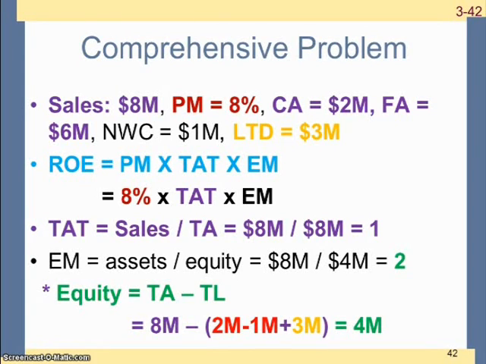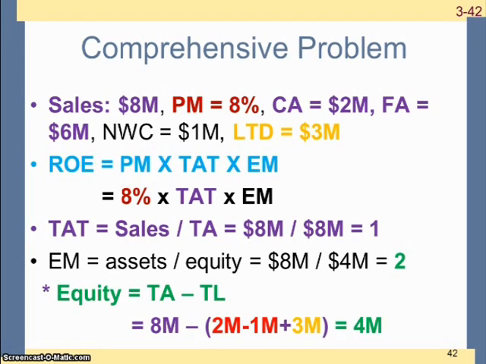Now, current liabilities can be found using the formula of net working capital. Net working capital equals current asset minus current liabilities. Now you have net working capital of 1 million, current asset of 2 million. To find current liabilities, you use current asset 2 million minus net working capital of 1 million. So you get current liabilities of 1 million. So current liabilities of 1 million plus long-term liabilities of 3 million, you get 4 million in total for the total liabilities.